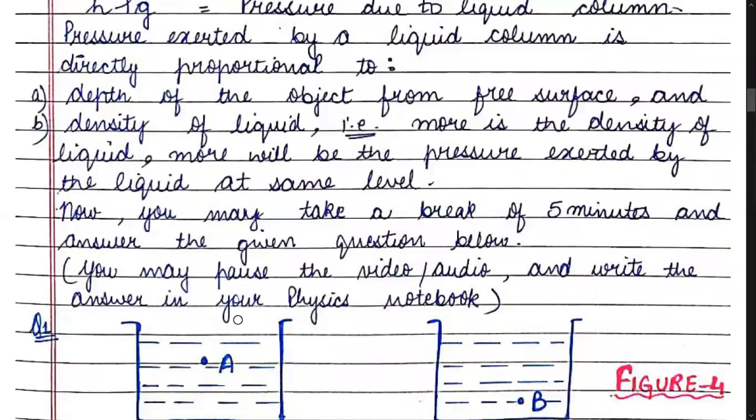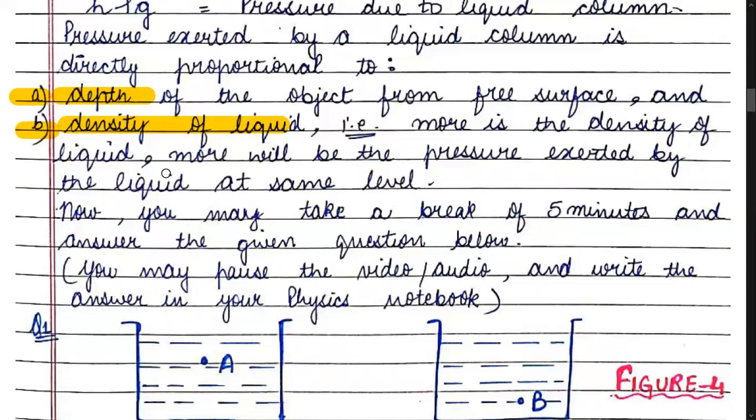So children, from this formula, it can be concluded that pressure is directly proportional to depth of the object from the free surface. And secondly, pressure is also directly proportional to density of the liquid. That is, the more the density of the liquid, the more pressure it will exert on the object placed at same level.